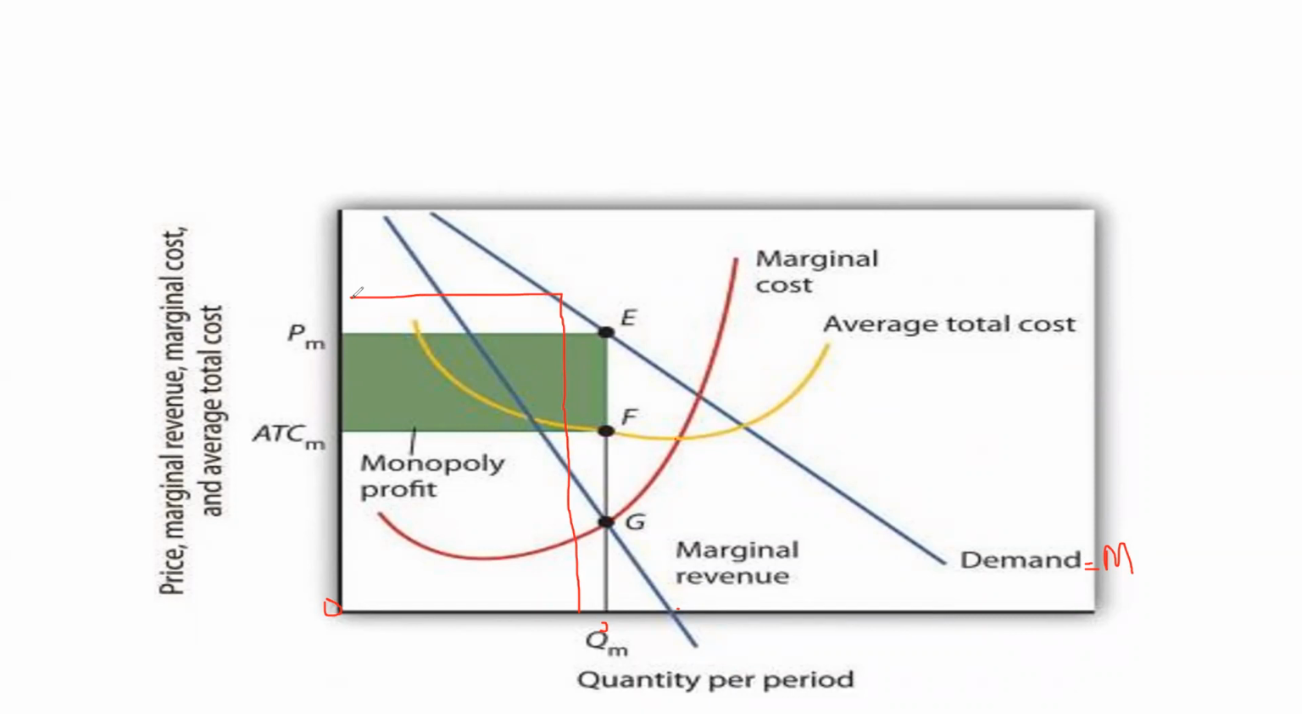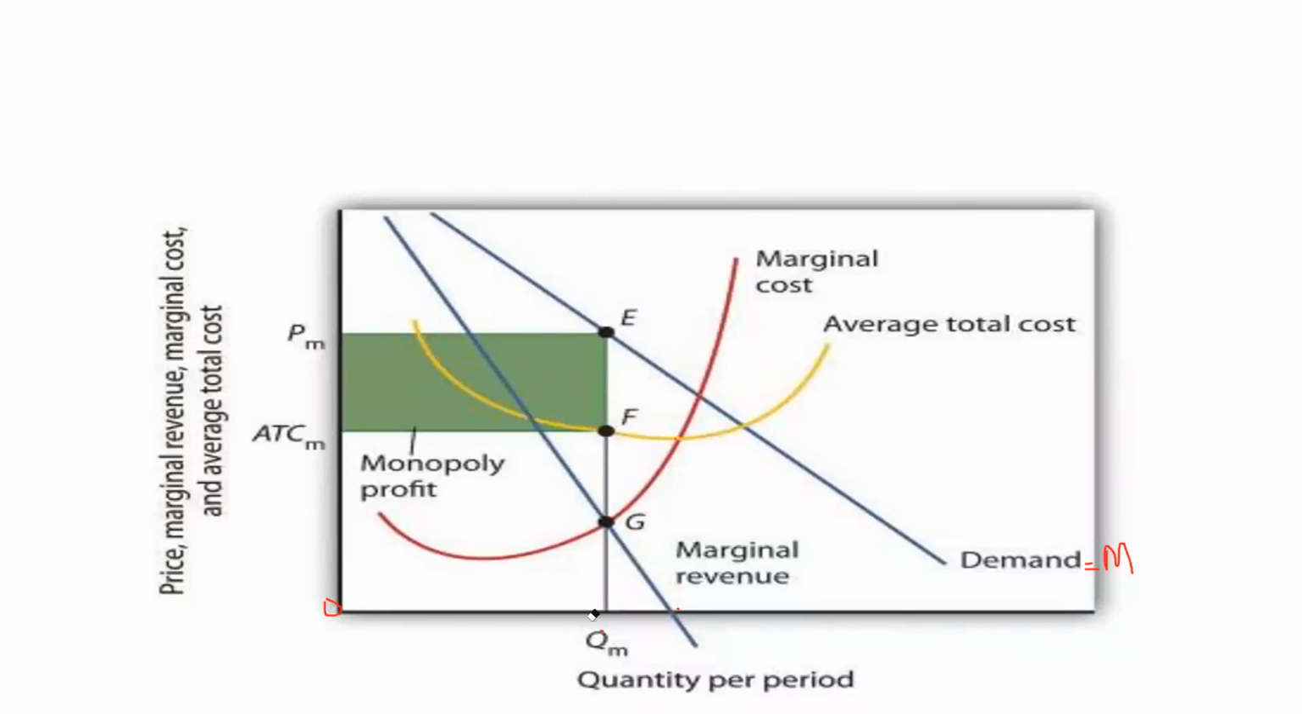Now, because I'm in the elastic part of the curve, when price goes up, total revenue goes down. I'm also moving further away from marginal revenue, and the axis, so I'm moving further away from the highest total revenue, so I know total revenue goes down. Okay.